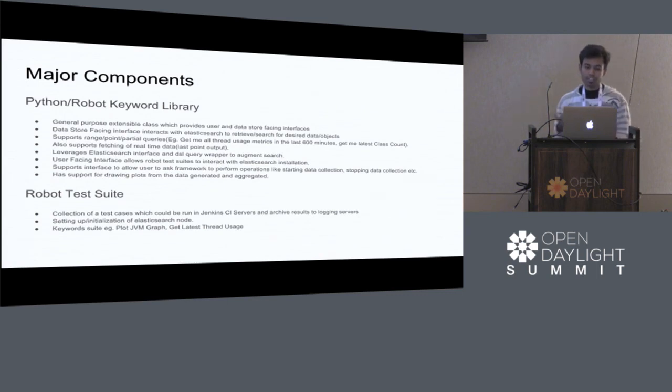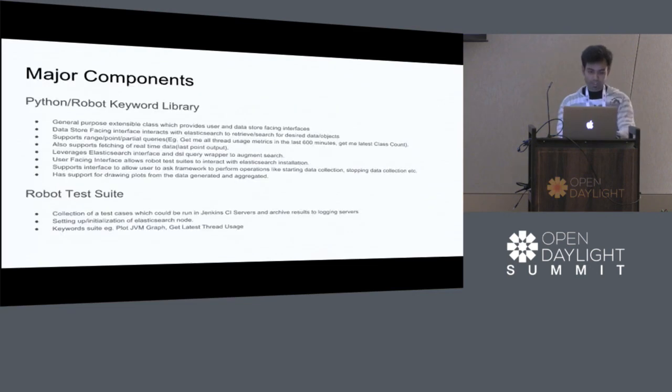Or we have the partial queries or the point queries. For the point queries, we can ask for real-time data fetching, that is, get me the latest thread count, or something similar to that. After that, we leverage the Elasticsearch interface and DSL query wrapper to augment our search. And we have the user-facing interface that allows robot test suites to interact with the Elasticsearch installation. So it allows the user to ask the framework to start the data collection, and at some point later we stop the data collection, and then we can generate the plot of it.